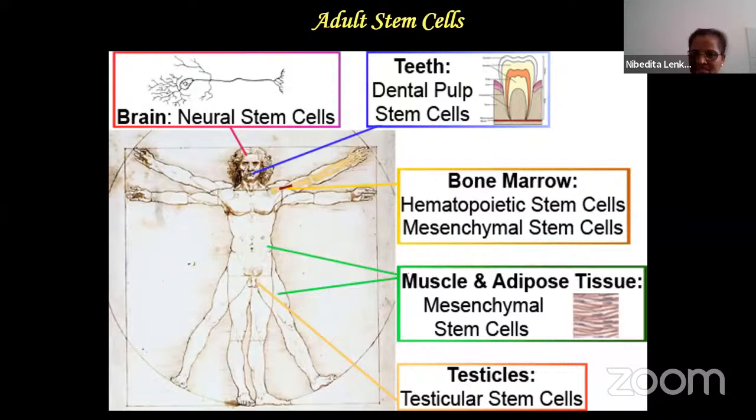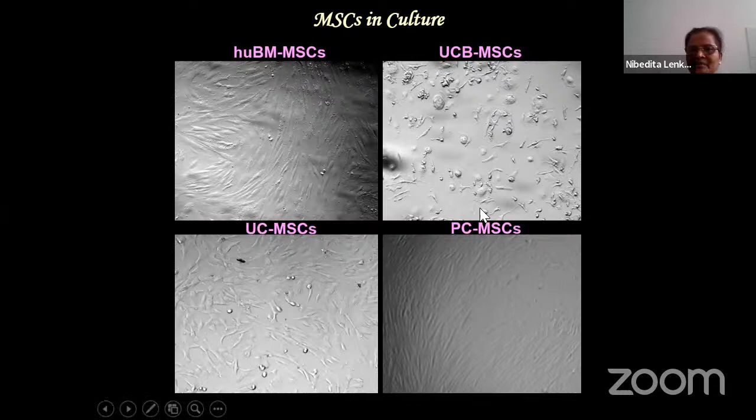I'll show you some examples that we have done in our lab. So these are actually from different sources. The mesenchymal stem cells have been derived. This is from the human bone marrow. This is from umbilical cord blood, and umbilical cord and placenta. You can see they have different specific morphology also. And even in terms of cell renewal, or the proliferation potential, it varies among different stem cells. That we have also seen in our study.